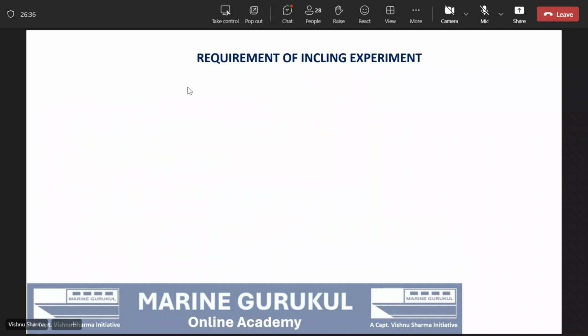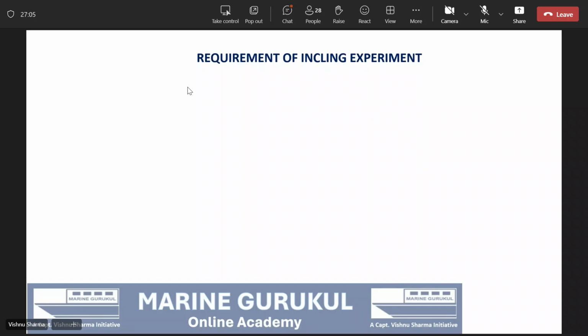What are the requirements of the inclining experiment? Is it necessary? Is it required by law? Should it be witnessed by a surveyor? Well, guys, if a ship owner with malintentions misrepresents or calculates the light ship favorably, which may not be correct, then it could endanger the ship, the cargo, and the lives on board.